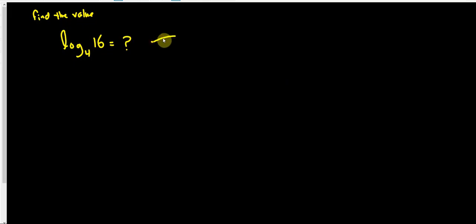So find the value of this. Well, just remember that I can rewrite this. I can rewrite it where, okay, what's the base? The base is 4. That'll be the base of my exponential. And we're going to swap. Well, I don't have anything here. Let's just call it x, since I don't know what I'm looking for. We're going to find this x. Swap 16 and x. And so x would go up here. 16 would be the output.